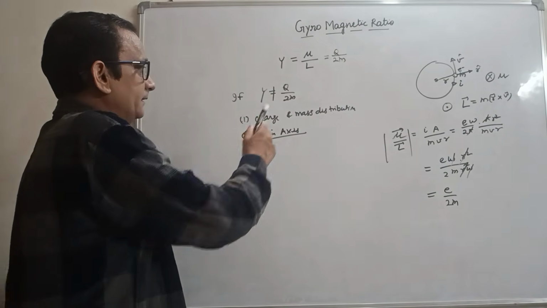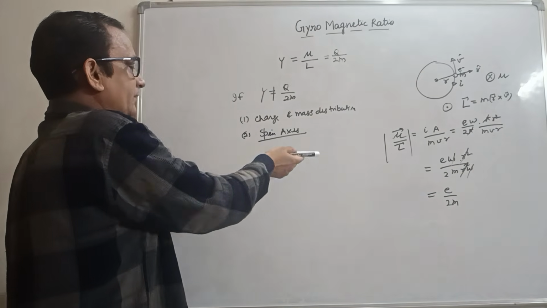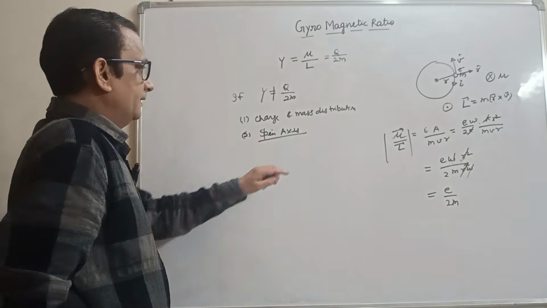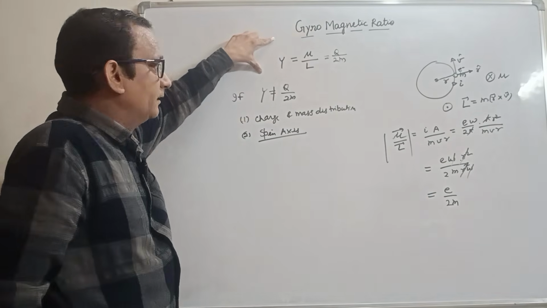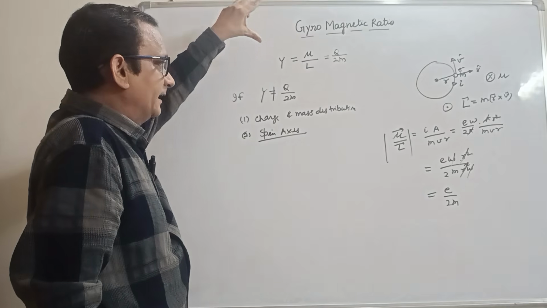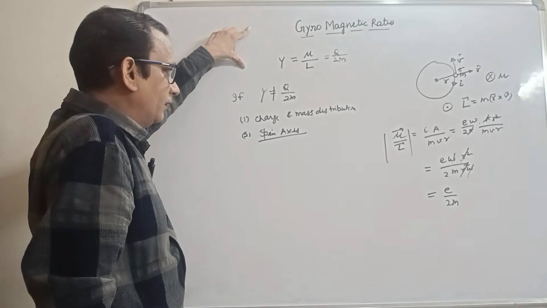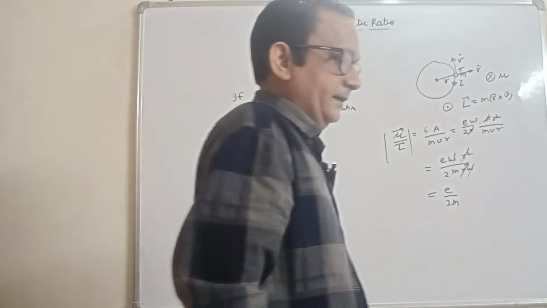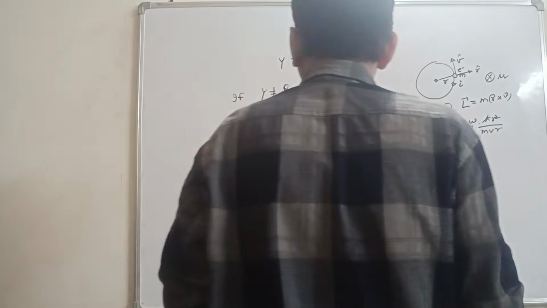Like this, we can calculate the gyromagnetic ratio for a non-conducting ring, non-conducting disc, and non-conducting rod. We take an example of a rod.